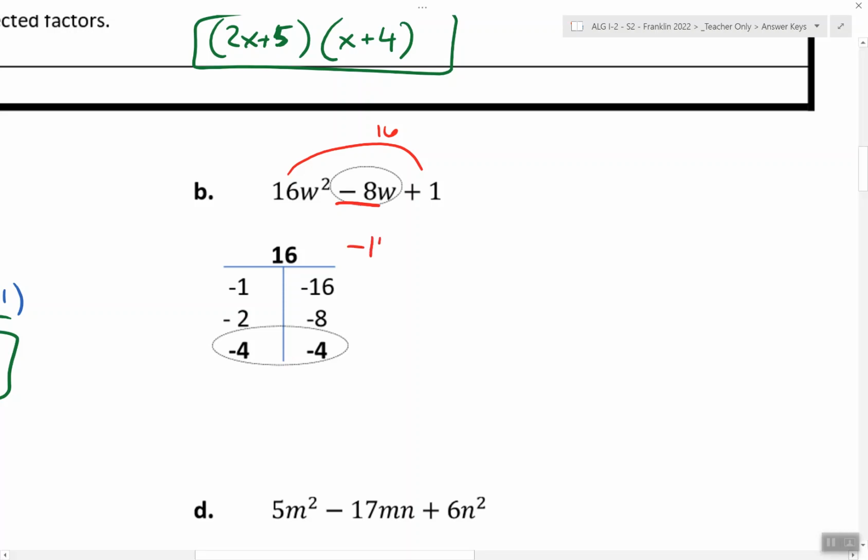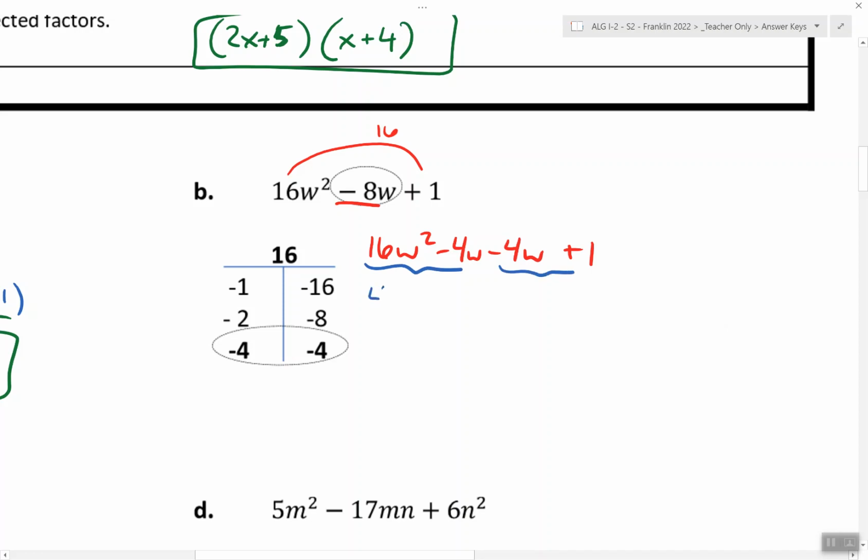So now we split that middle term, positive 16w squared minus 4w minus 4w plus 1. So make sure you also include the variable on those. We're splitting the negative 8w, and so they both need to have a w on them. And now we can factor by grouping.